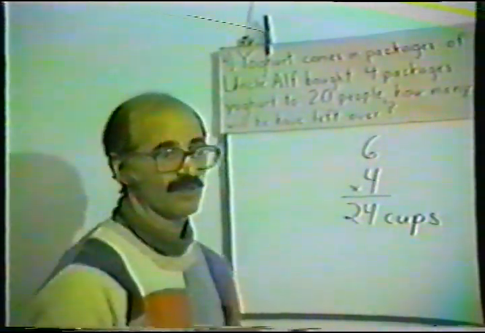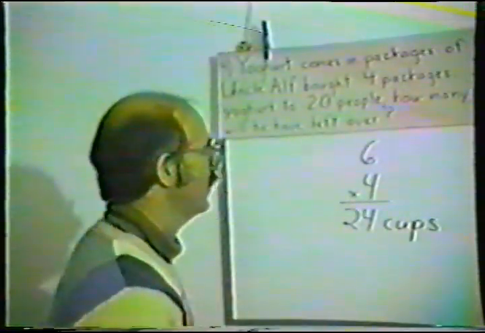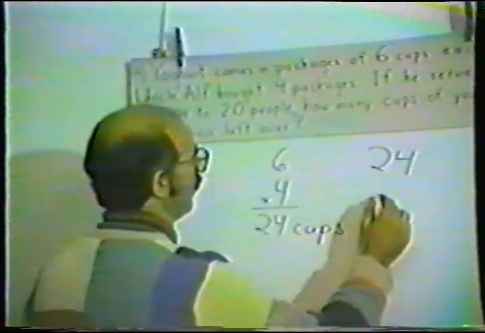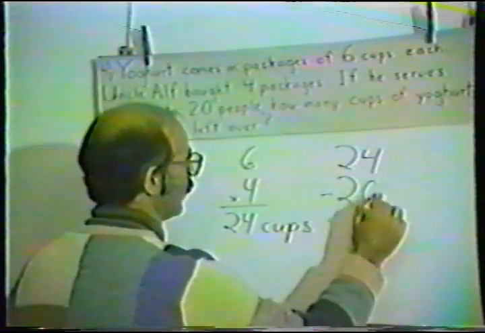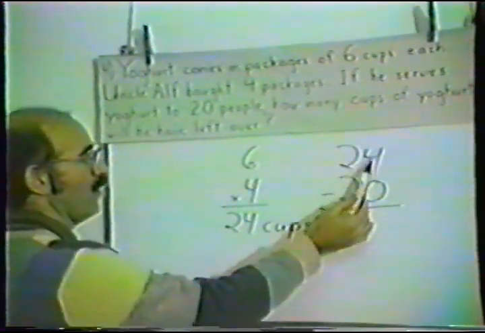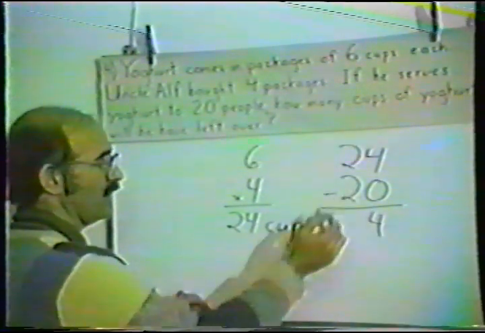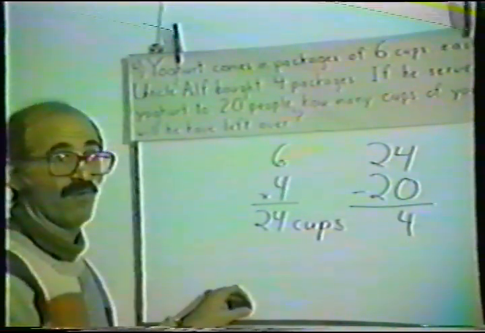What do we do with those two numbers, 24 and 20? We subtract. He has 24. He uses or serves 20. How many will he have left? 4 take away 0 is? 4. 2 take away 2 is? 0. The answer is 4.